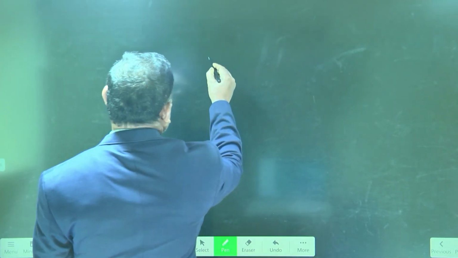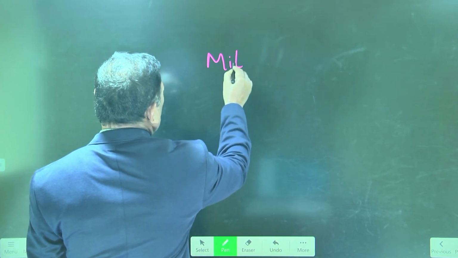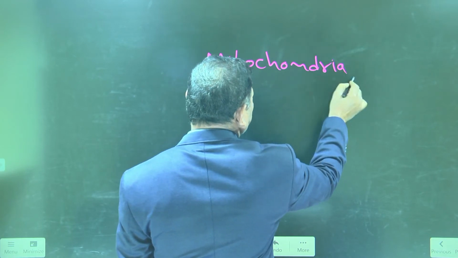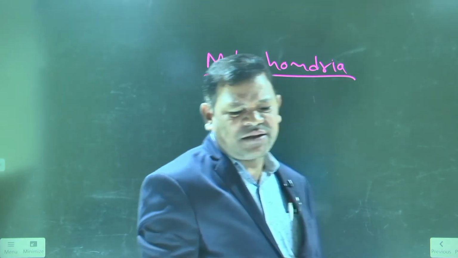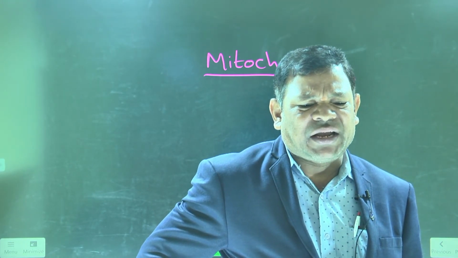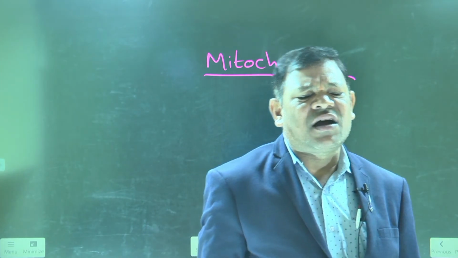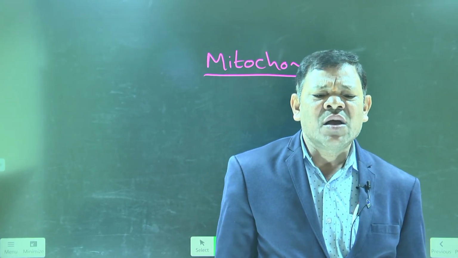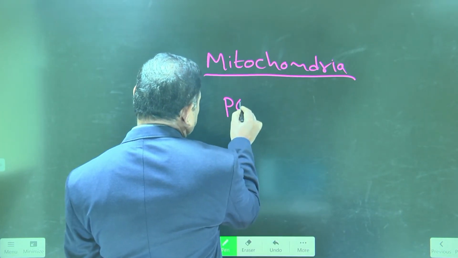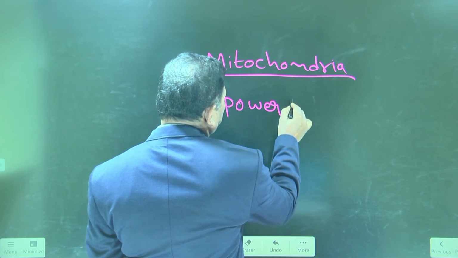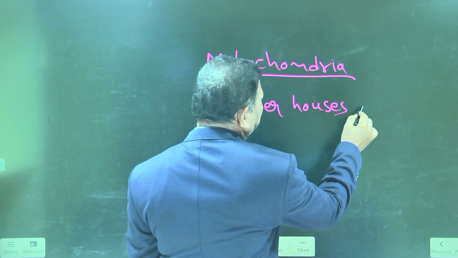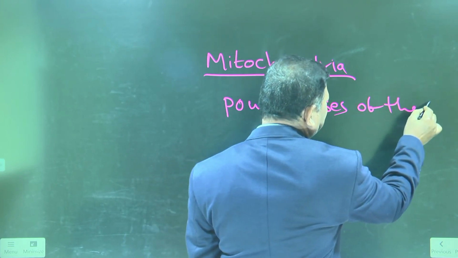The next one is mitochondria. Is mitochondria double membrane or single membrane? Double membrane. Mitochondria can be seen in all eukaryotic organisms. Mitochondria are also known as the powerhouses of the cell. Why the powerhouses of the cell? Because, okay.